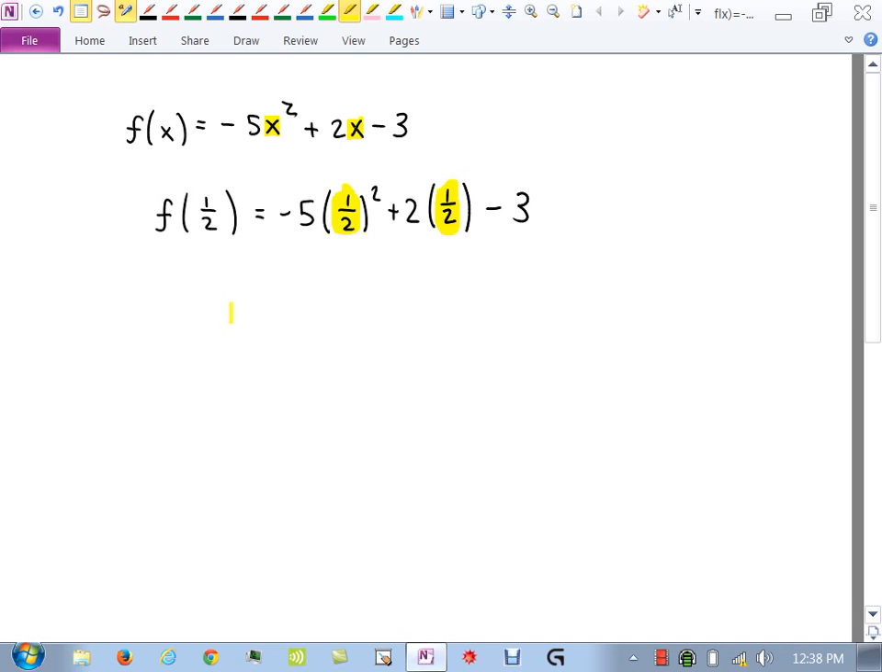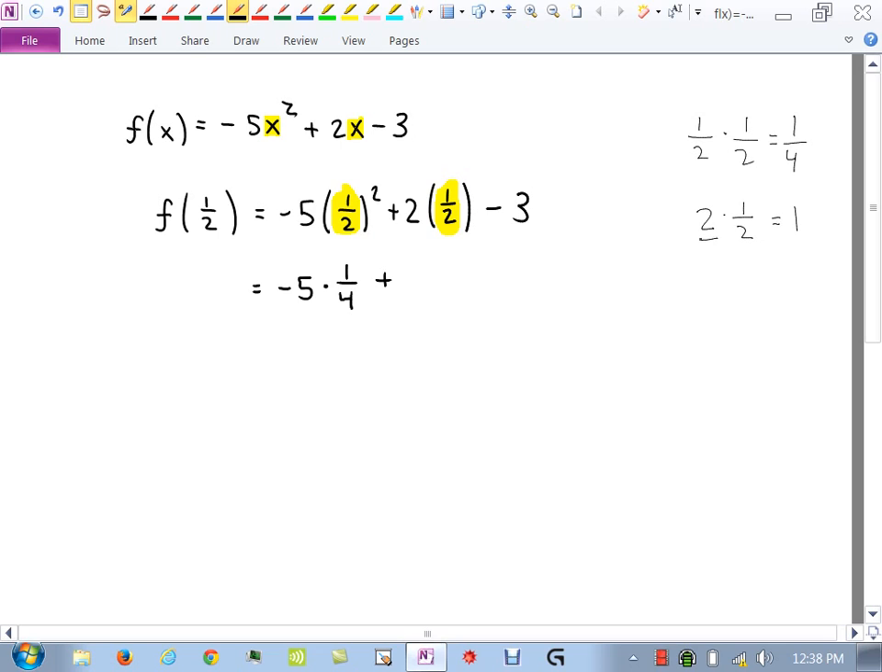Now what is 1/2 squared? Multiplying two fractions, you go straight across: 1 times 1, 2 times 2, so 1/4. So I have negative 5 times 1/4, and then plus 2 times 1/2. 2 times 1/2 is 1. You could say 2 over 1 times 1 over 2, multiply straight across, 2 over 2 is 1. And then minus 3.